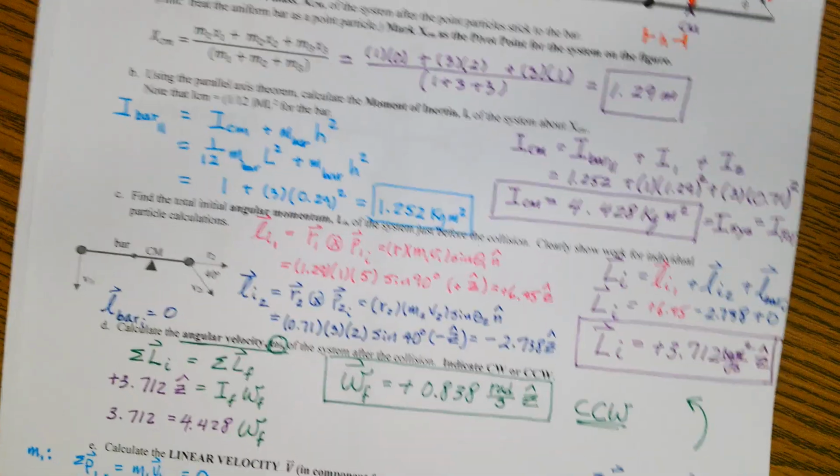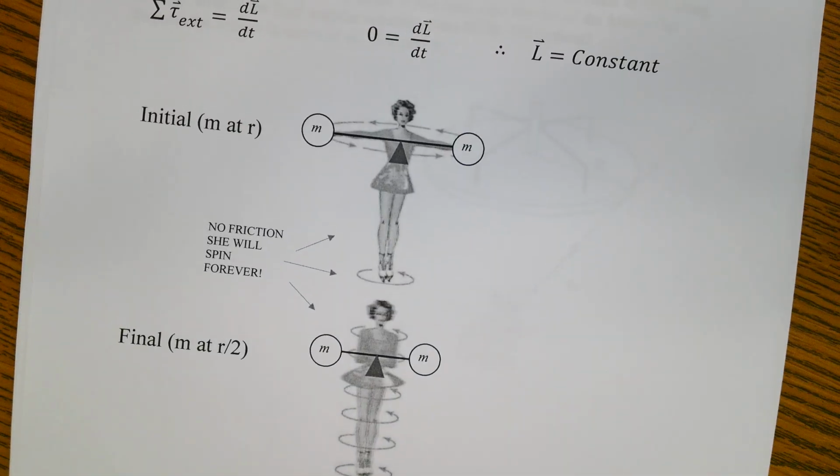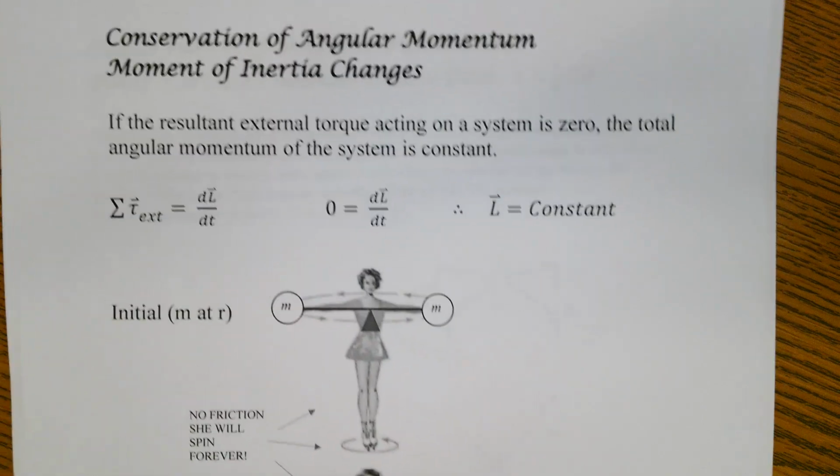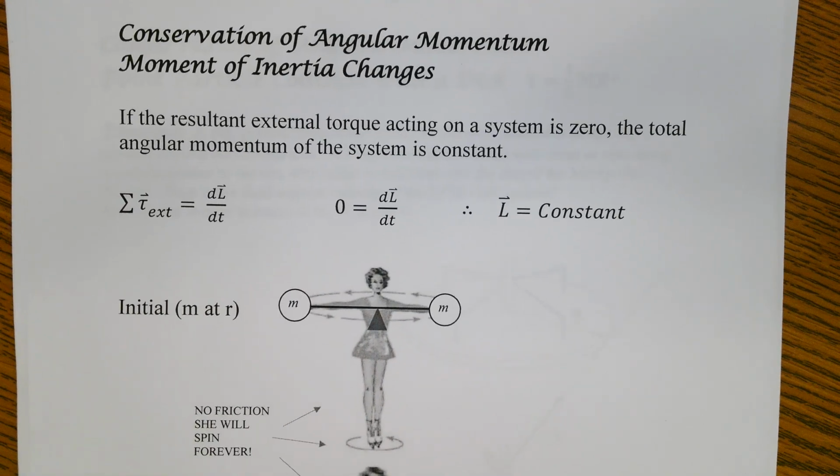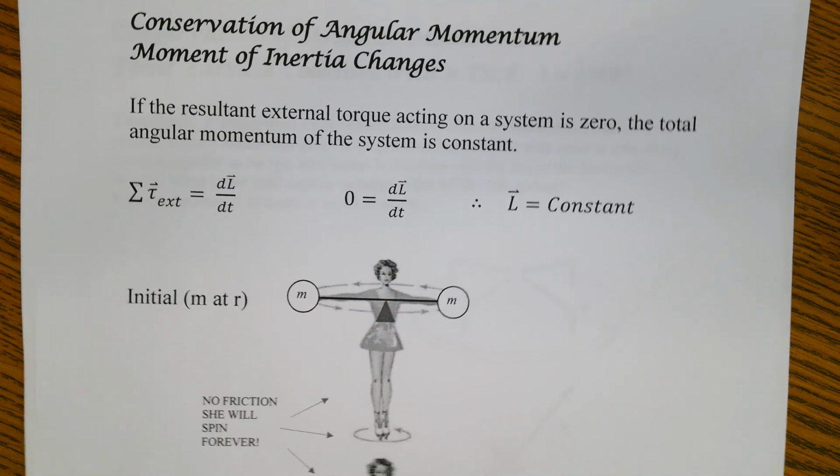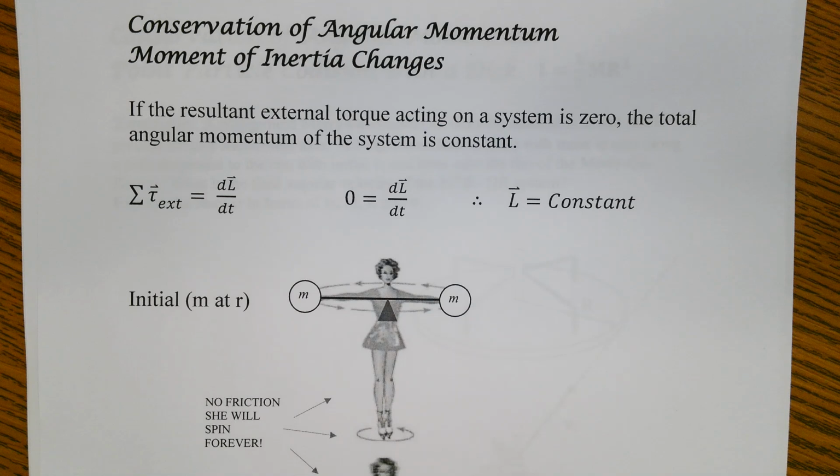All right, let's take a look at page 11. Conservation of angular momentum. Moment of inertia changes. Instead of having a constant moment of inertia, if you change the moment of inertia, because angular momentum is conserved, omega has to change. Right? Anybody a figure skater here? No? Darn it.